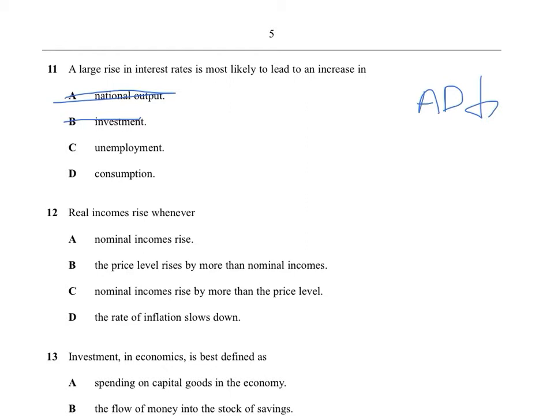So if AD is going down, it's going to cause unemployment. The answer is C, because when AD goes down, there'll be an increase in cyclical unemployment. So a large rise in interest rates obviously will make consumption go down because people will be borrowing less, so therefore they'll be able to consume less. Right, on to question number 12.